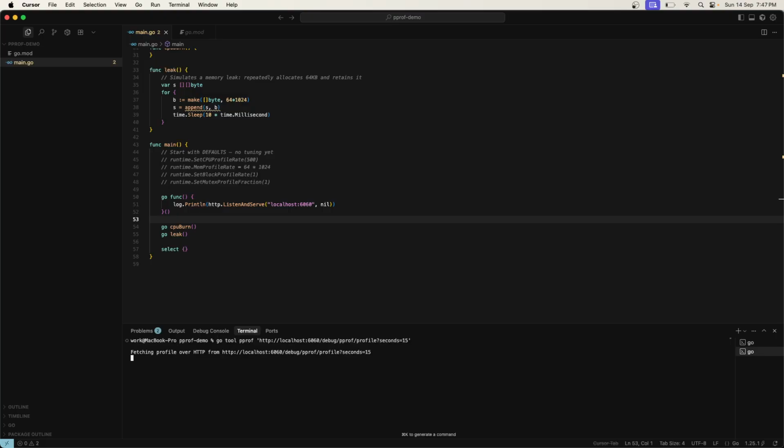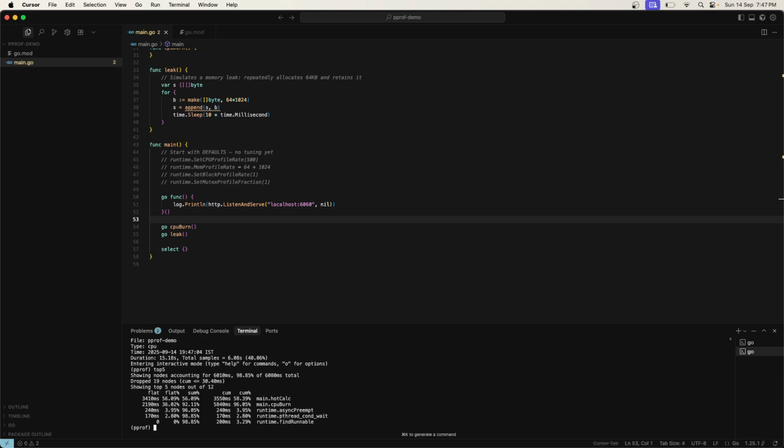Whenever pprof is enabled, it exposes different HTTP endpoints for different profiling. This one is for the CPU profiling, and then there is a different endpoint for memory profiling, a different one for mutex, and the same goes for other profilers that pprof supports. Now let's try to see.